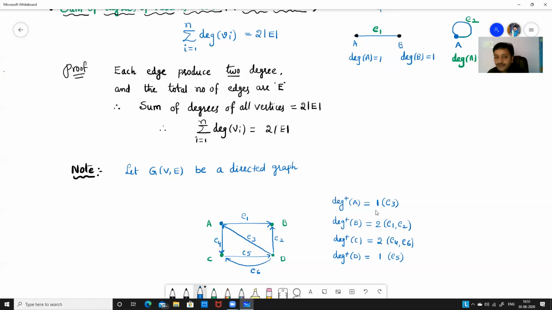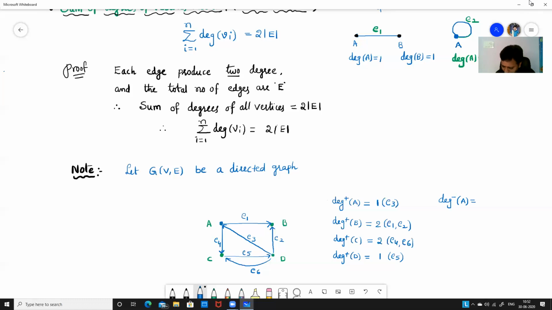Next, what is the meaning of out degree? Out degree is nothing but the number of edges incident from that vertex. In degree means incident to that vertex. Out degree means incident from that vertex. So out degree can be defined as degree minus of A. This is the notation for defining out degree.